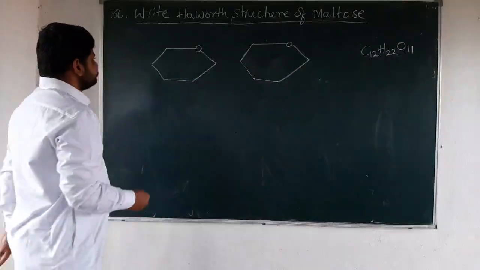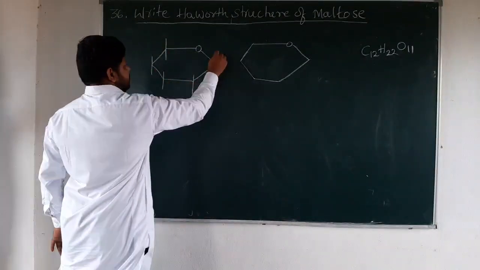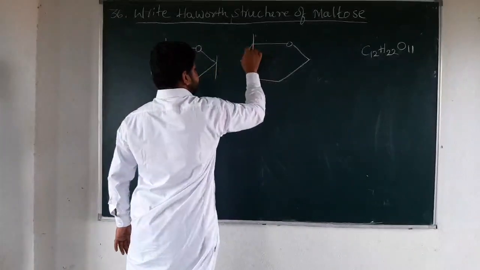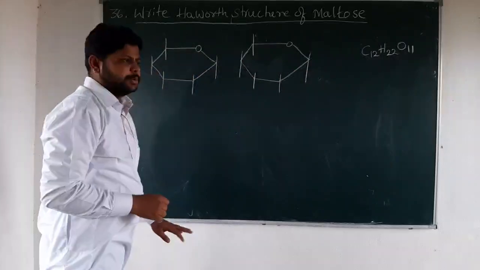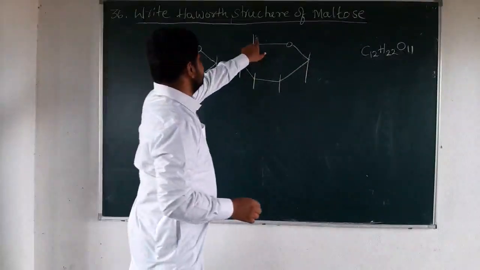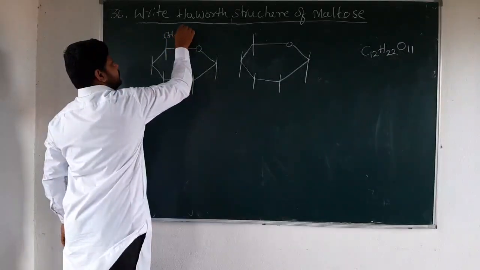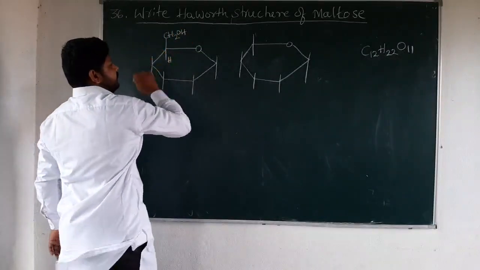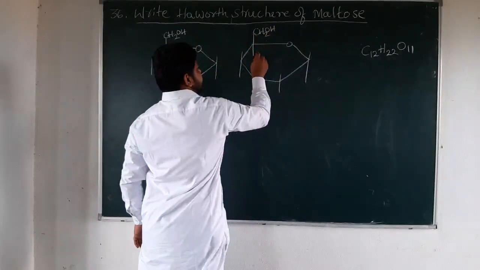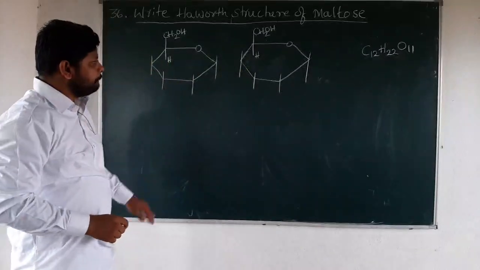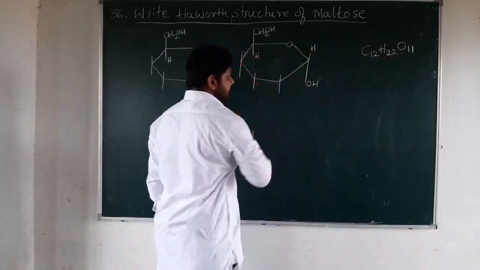Okay. Now there will be two bonds for each carbon atom. First I will write CH2OH here and H on the other side. Here also CH2OH and on the other side H. Now I will write OH here and H here, because it is alpha.